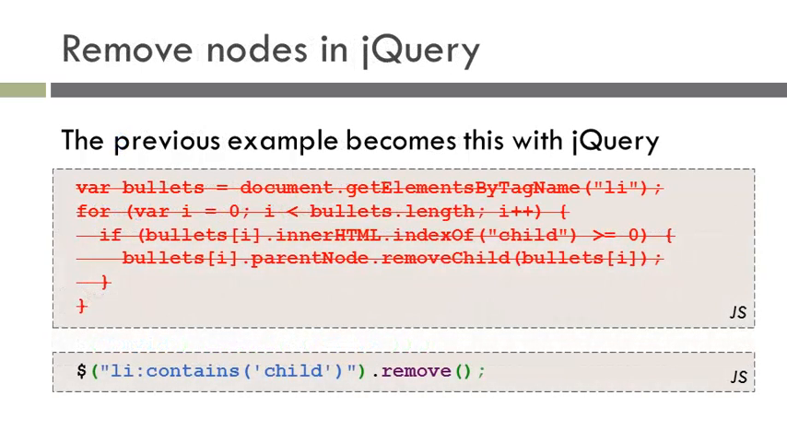Also, jQuery added the method of remove to the jQuery function. This makes it easy for any node to remove itself from the DOM. In this example, all of the li elements that contain child can be removed in a single line of code instead of having to loop through each element in the list and removing them individually.